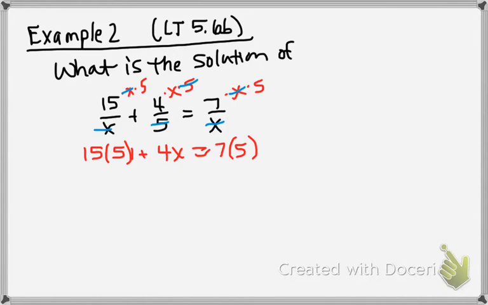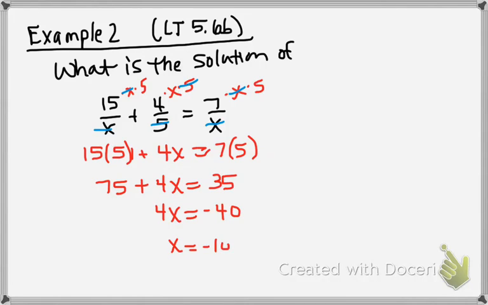Now to simplify this, 15 times 5 is 75. So I have 75 plus 4x equals 35. And then I solve from here. I subtract the 75. I get 4x equals negative 40. And then I divide by 4, so x equals negative 10. And there is my answer.